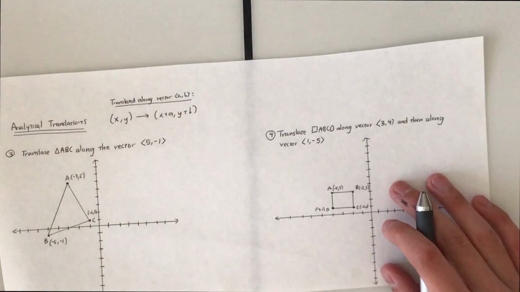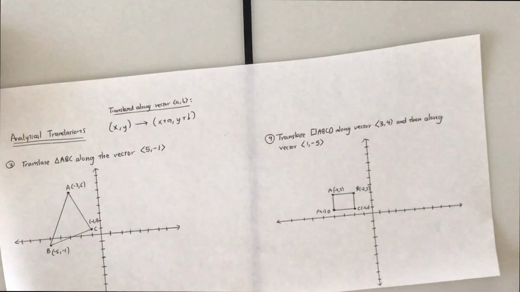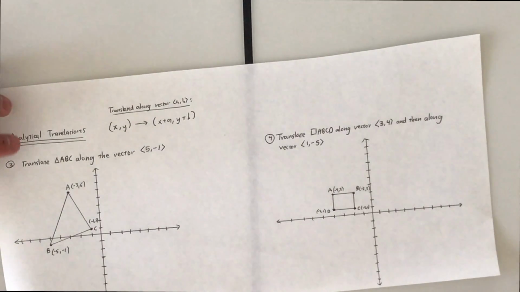So now let's go on to some analytical problems. As you know, that means that there's a background coordinate plane. So now you can't use just intuition and your ruler in order to translate all these shapes. You have to use your algebraic knowledge and your knowledge of coordinates in order to translate all these shapes.